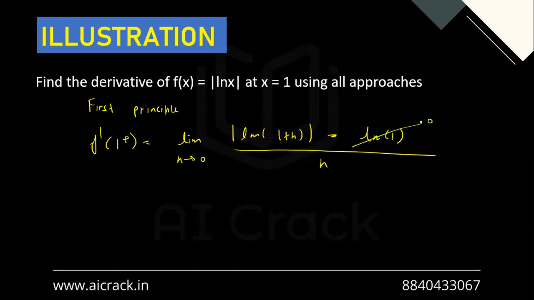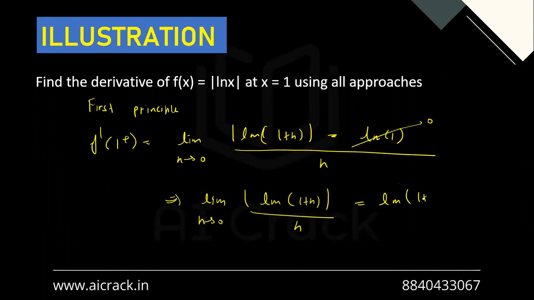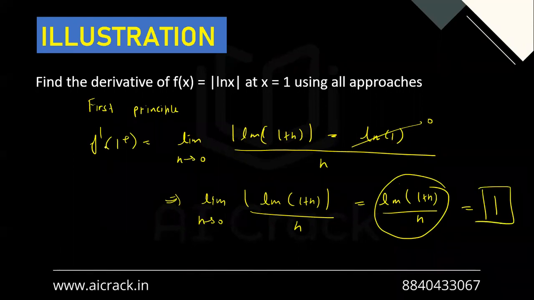Now we know that ln 1 is 0. So what do we get over here? Limit h approaches 0, mod of ln(1 plus h) divided by h. Now we know that h is a positive quantity, and we know that ln 1 is 0. So anything lesser than 1 would give us ln as negative, and anything greater than 1 in case of ln will give us positive. So this mod will open as positive only. So that would give me ln(1 plus h) divided by h. This is the standard format, that comes out to be 1. So we got to know that f dash 1 plus comes out to be 1.